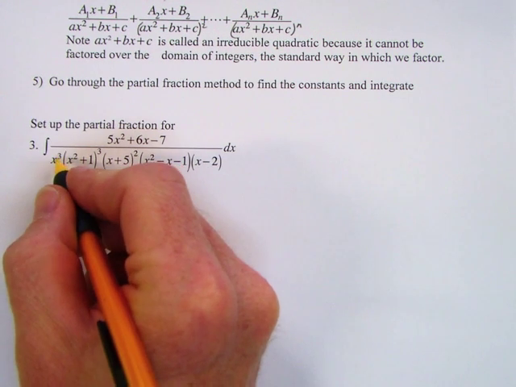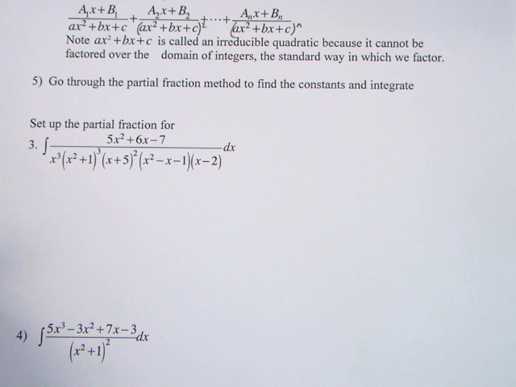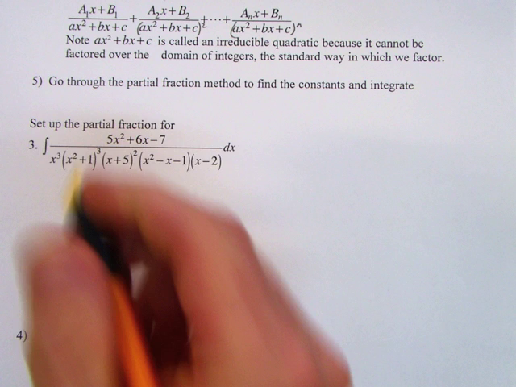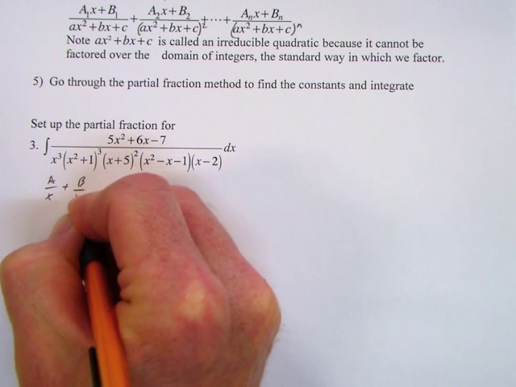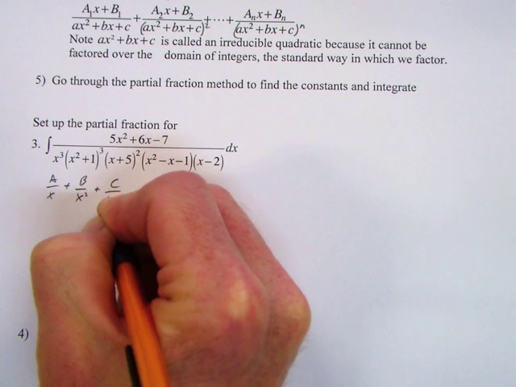We have this x cubed on the bottom. So what's that mean we're going to do? We're going to say that we have a over x plus b over x squared plus c over x cubed.